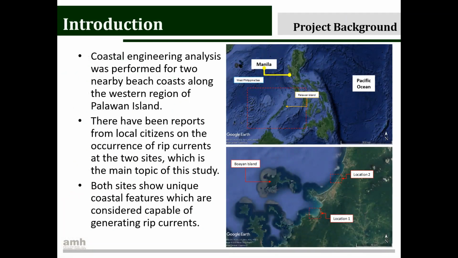For the background, two coastlines that have characteristics of a good beach resort are being considered along the western coastline of Palawan, located here, and this is the capital, Manila, which is just to the north. There are two resort locations being considered: location one, which is at the southern coast, and location two, which is to the north. There have been reports of rip currents along the two coasts, so this study also aims to confirm that.